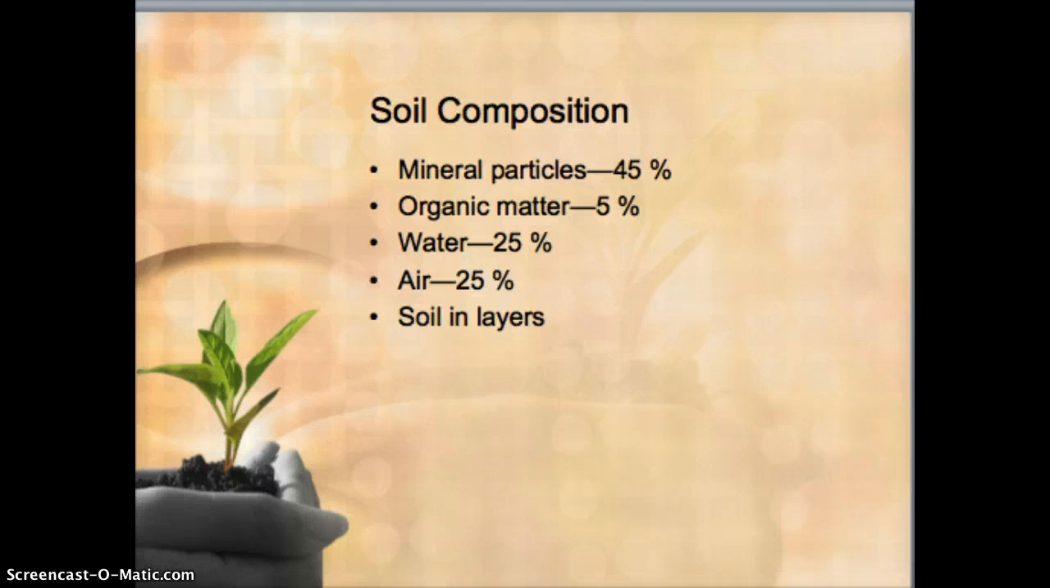So besides rock, what else is soil composed of? About 45% of it is actually minerals, so basically rocks that have been pulverized to a very, very small size. And the rest are very, very important as well. Organic matter, which would be things that were living, water, 25%, and air, 25%. You probably didn't think too much about soil being composed of water and air, but they are vital portions of the soil composition.